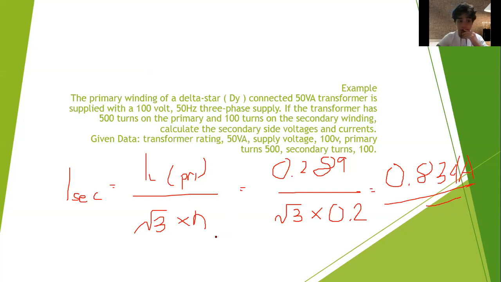So for the secondary side of the transformer, it supplies a line voltage VL of about 35 volts, giving a phase voltage VP of 20 volts at 0.834 amperes. So that concludes my discussion. Thank you for listening and have a good day.